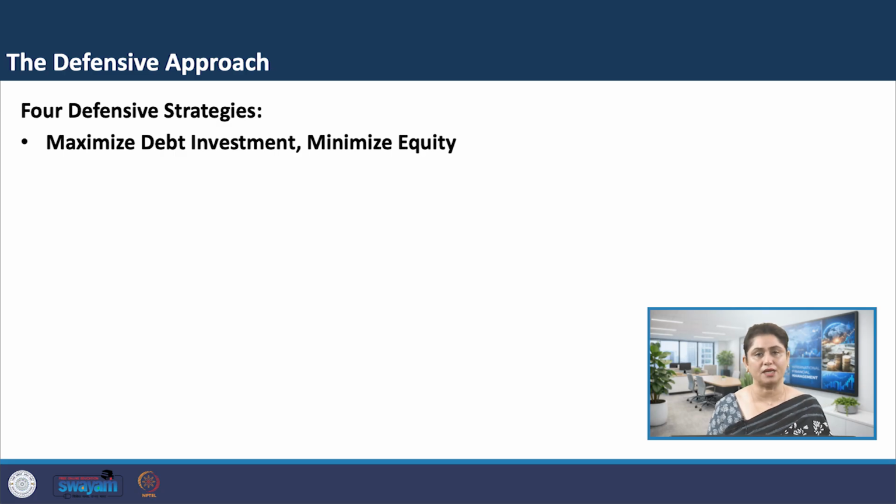The defensive approach comprises four specific strategies. Let us go through each one. The first is to maximize debt investment and minimize equity in the subsidiary. Rather than funding the subsidiary through equity capital, which, if the firm is expropriated, is simply lost, the firm tries to finance its needs primarily through debt. Debt claims have a higher legal standing than equity claims in insolvency and recovery proceedings. And minimizing equity exposure limits the amount of capital that can be seized by the host country.